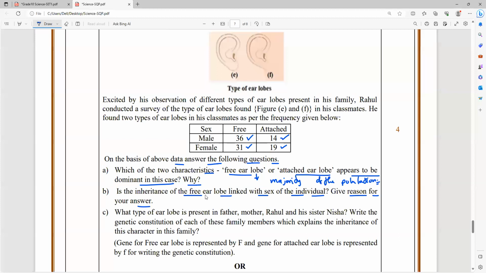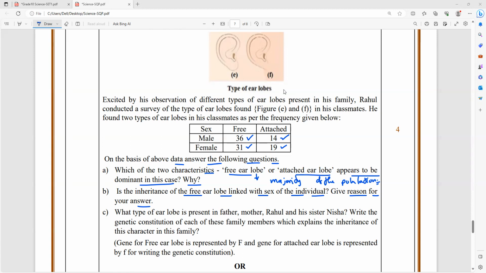What is the question you understand? Is the inheritance of the free earlobe linked with the sex of the individual? It means, taking the father and mother, does it depend on the sex of the individual, on whether it is a boy or a girl? Is it sex linked? No. Do you understand? So it is not a sex-linked one.